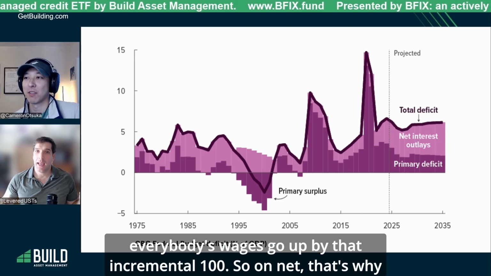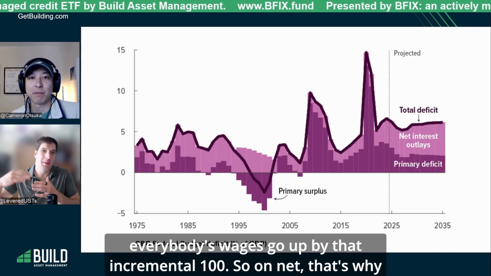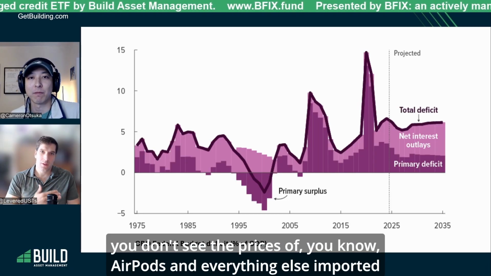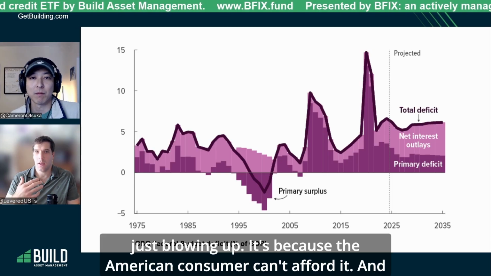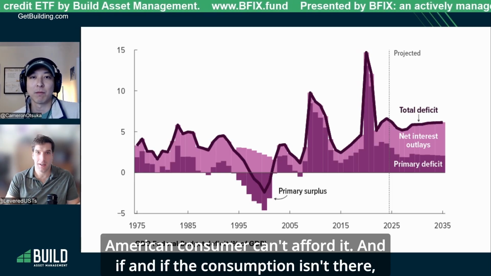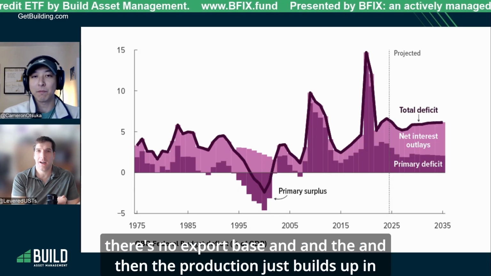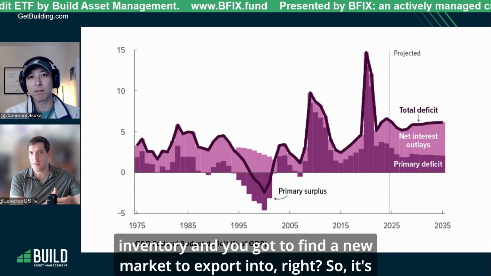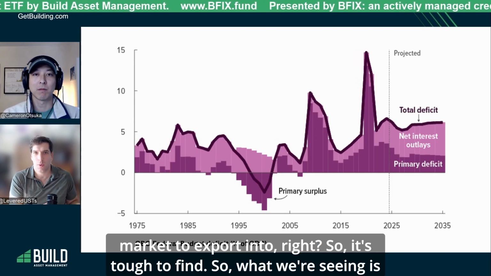But not everybody can, right? Not everybody's wages go up by that incremental 100. So on net, that's why you don't see the prices of AirPods and everything else imported just blowing out. It's because the American consumer can't afford it. And if the consumption isn't there, there's no export base, and the production just builds up an inventory, and you've got to find a new market to export into.